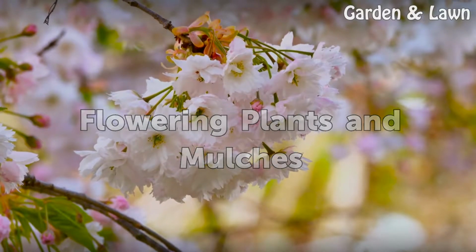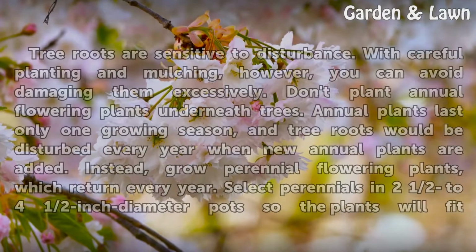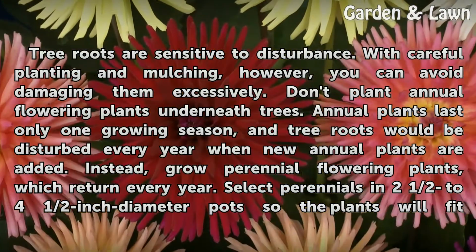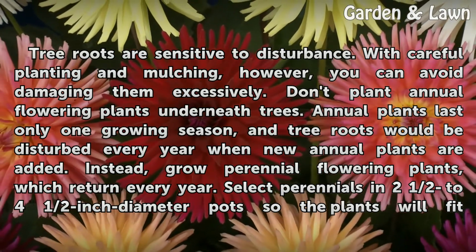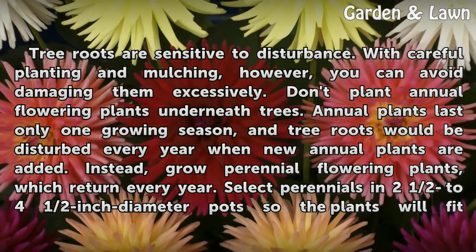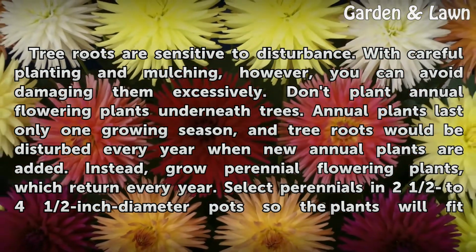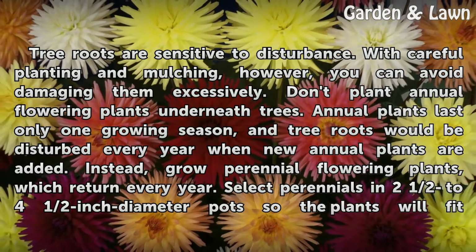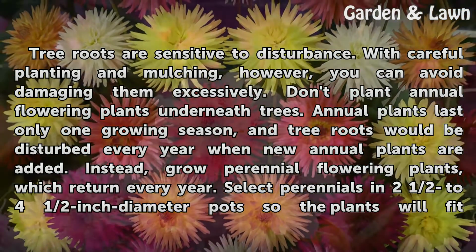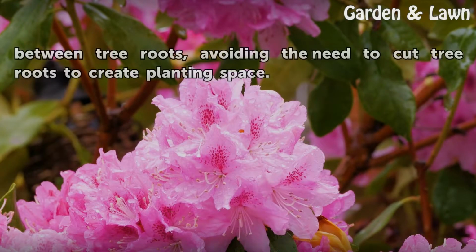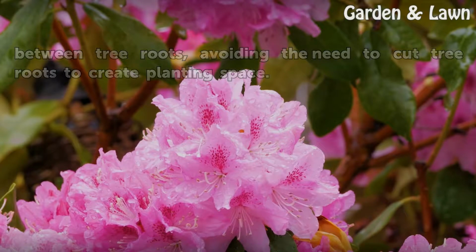Flowering plants and mulches. Tree roots are sensitive to disturbance. With careful planting and mulching, however, you can avoid damaging them excessively. Don't plant annual flowering plants underneath trees. Annual plants last only one growing season, and tree roots would be disturbed every year when new annual plants are added. Instead, grow perennial flowering plants, which return every year. Select perennials in 2.5 to 4.5 inch diameter pots so the plants will fit between tree roots, avoiding the need to cut tree roots to create planting space.